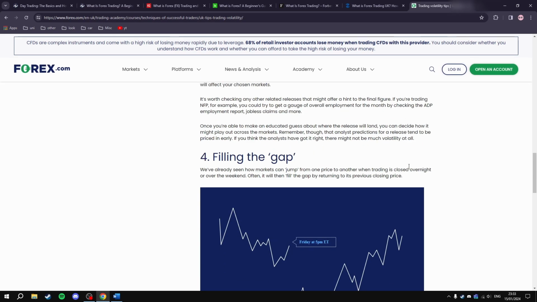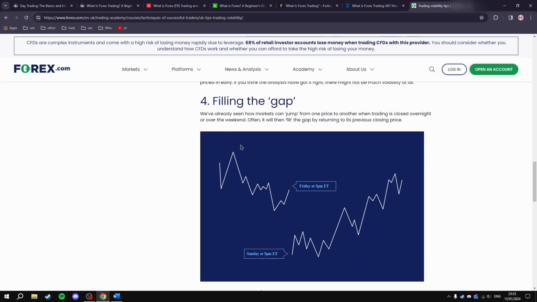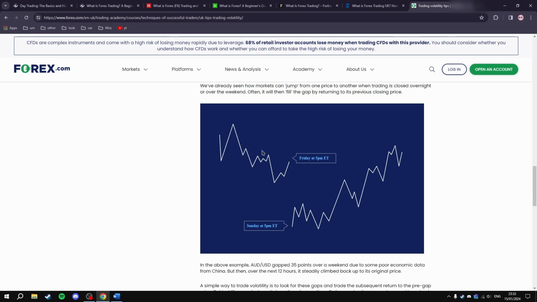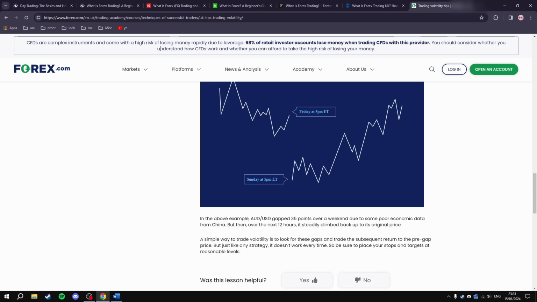Filling the gap. We've already seen how markets can jump from one price to another when trading is closed overnight or over the weekend. Often it will then fill the gap by returning to its previous closing price. So about here pretty much. In the above example, the AUD/USD gapped 35 points over a weekend, due to some poor economic data from China. But then over the next 12 hours, it steadily climbed back to its original price. A simple way to trade volatility is to look for these gaps and trade a subsequent return to the pre-gap price. But just like any other strategy, it doesn't work every time, so be sure to place your stops and targets at reasonable levels.